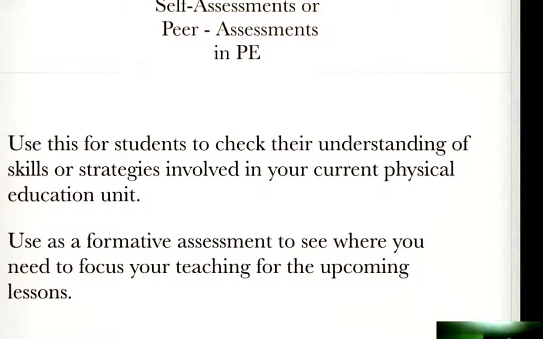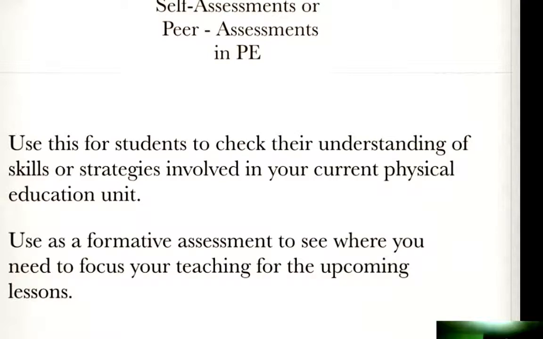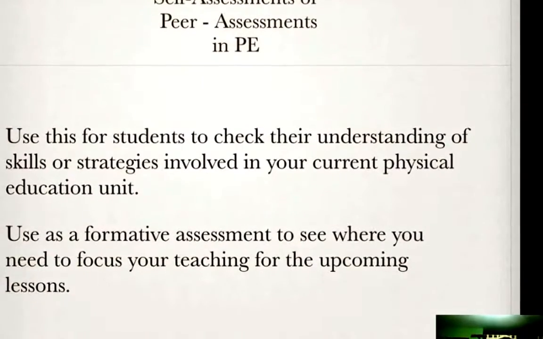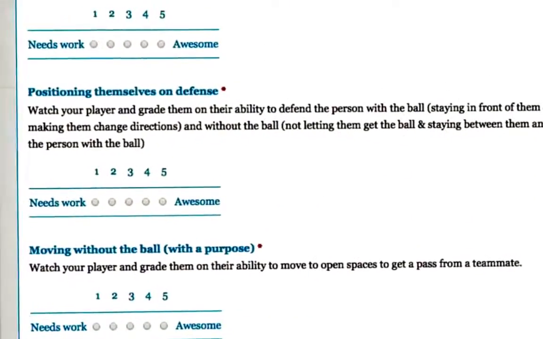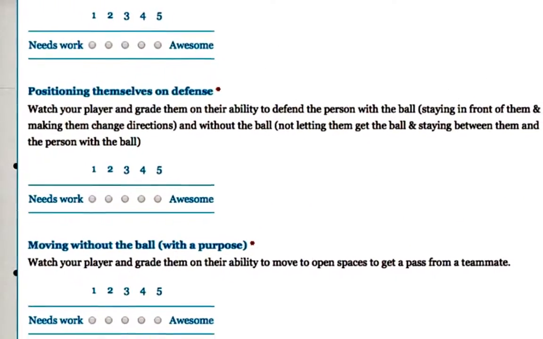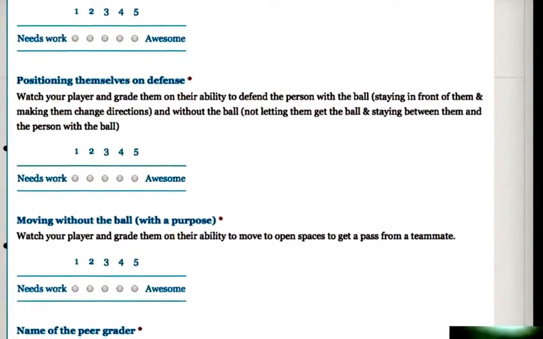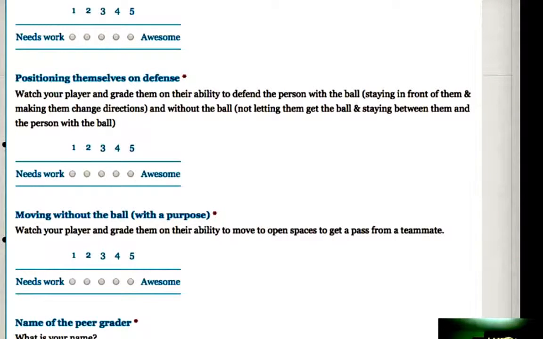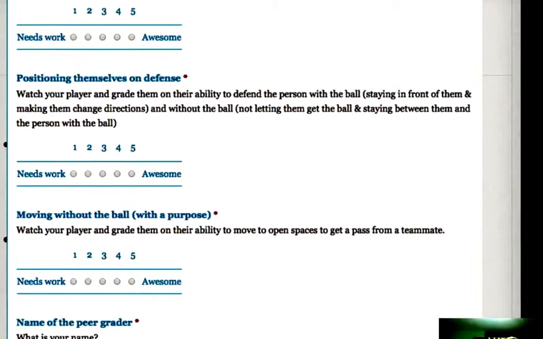Self-assessments and peer assessments in PE. Again, you're going to check their understanding of skills and strategies in the unit. You can use it as a formative assessment to see where you need to focus your teaching for the upcoming lessons. You can also see which students are struggling and which students are excelling and how you can adjust your teaching for that. Again, this is just a simple 1 to 5 scale where a partner was grading them. You could use it as a teacher grade, whatever. It could just be information too.